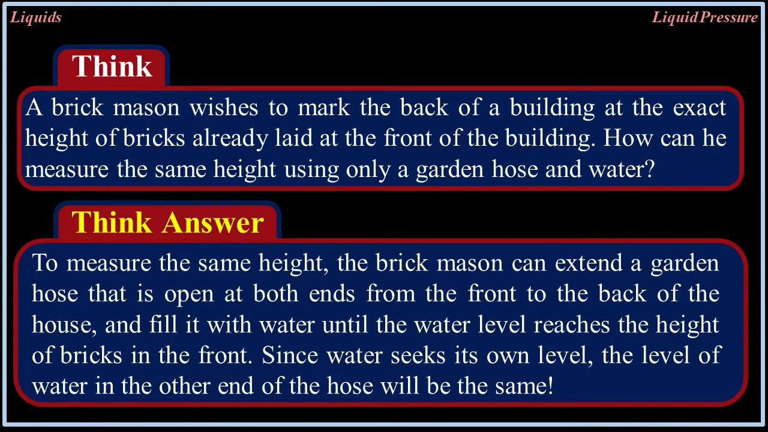To measure the same height, the brick mason can extend a garden hose that is open at both ends from the front to the back of the house and fill it with water until the water level reaches the height of bricks in the front. Since water seeks its own level, the level of water in the other end of the hose will be the same.